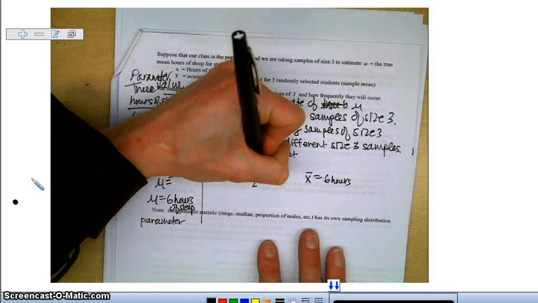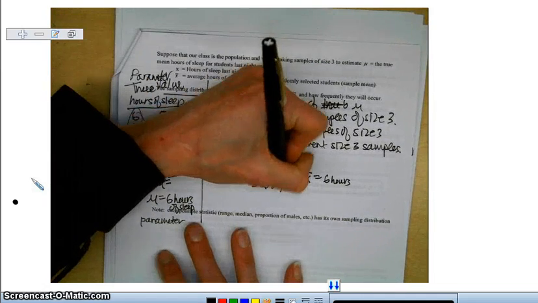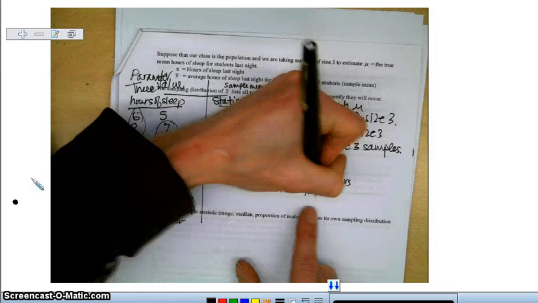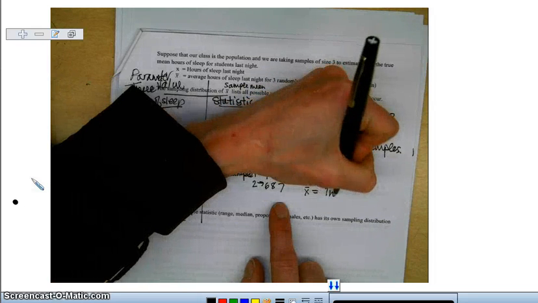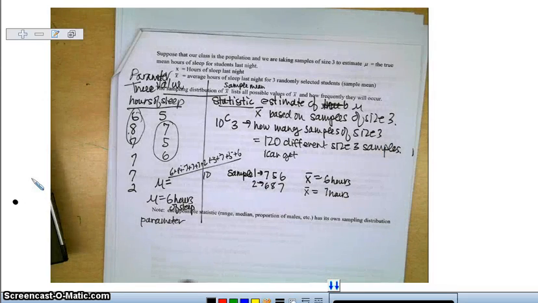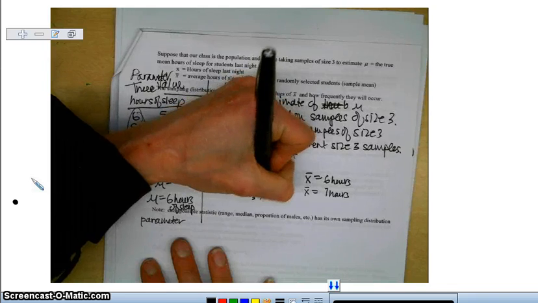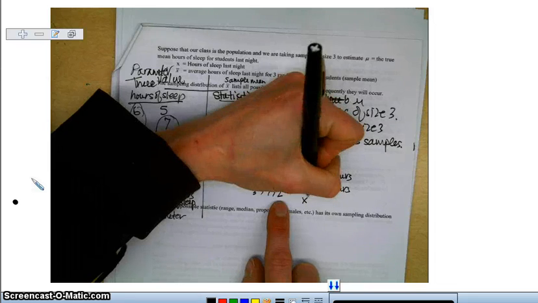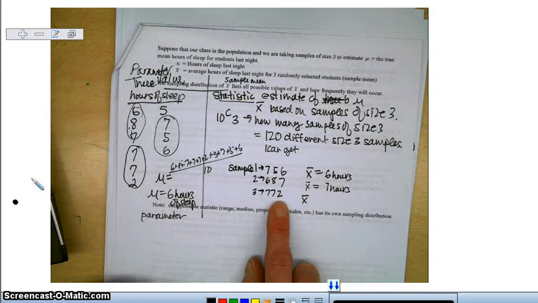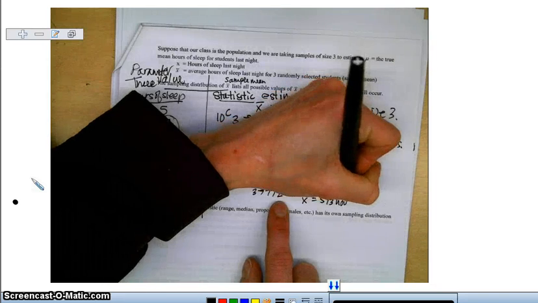So now sample number 2. Let's say I pick 6, 8, and 7, the first 3. What's that average? Isn't that 7? 6 plus 8 plus 7 divided by 3 is 7 hours. It is, trust me. Okay, 7 hours. Okay, so another sample. Let's say I pick the sample 7, 7, and 2. So the third sample, 7, 7, and 2. That's 14, 15, 16 divided by 3. 5 and a third. 5.3 repeating is 5 and a third.